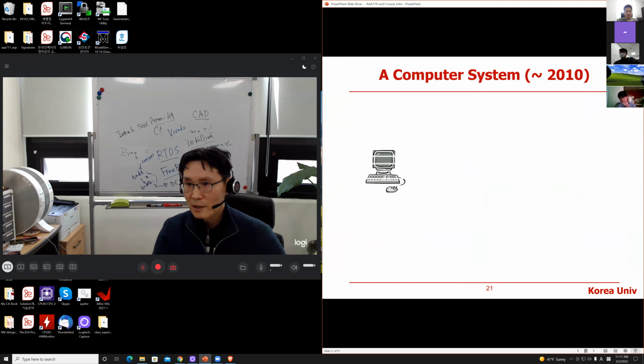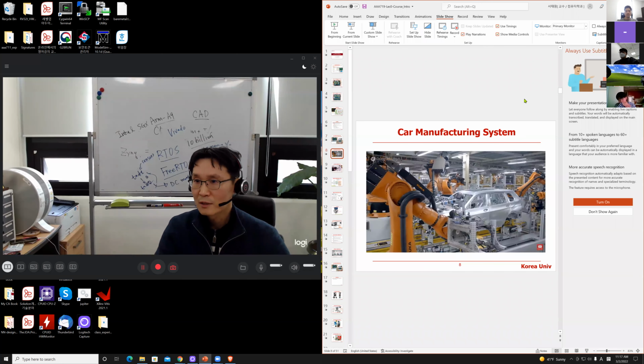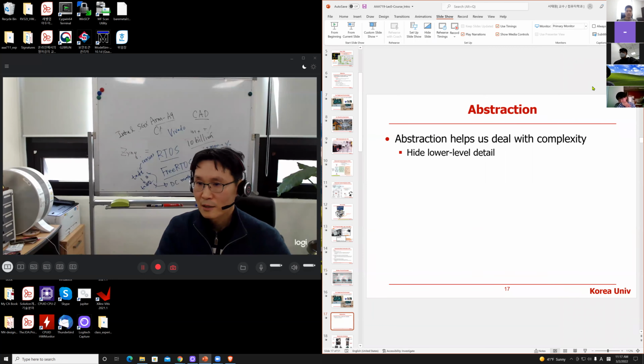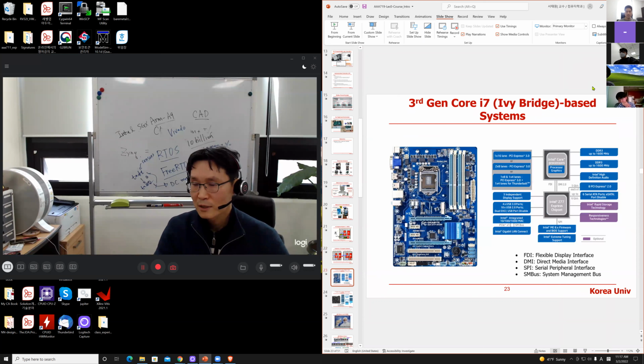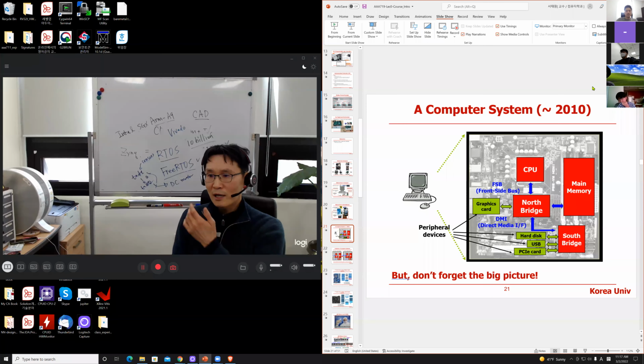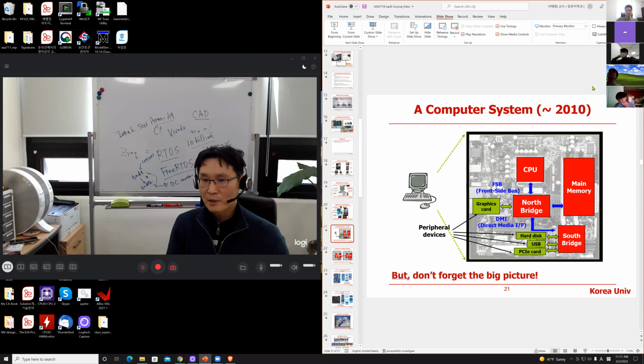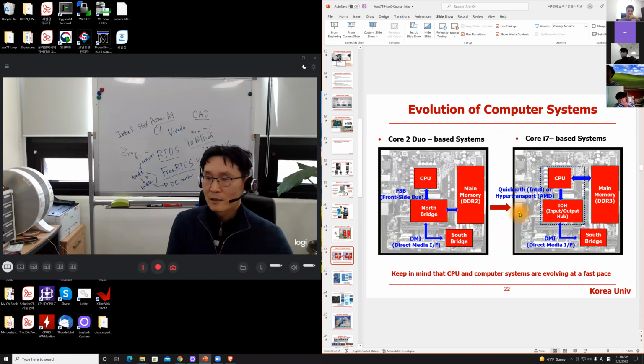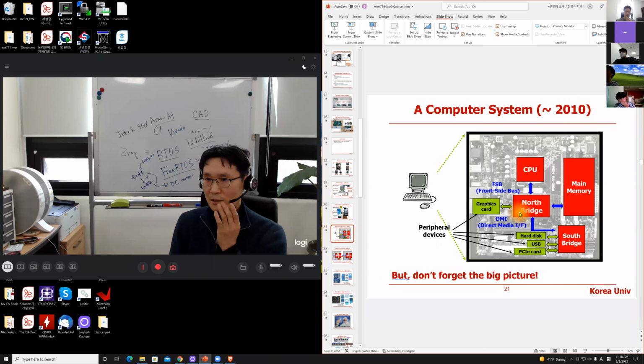From this slide on, I don't have to go through everything, so you can take a look at the remaining slides. They show computer systems, from an old, 13-year-old computer system to a more recent one. So the big difference, the message, is this.